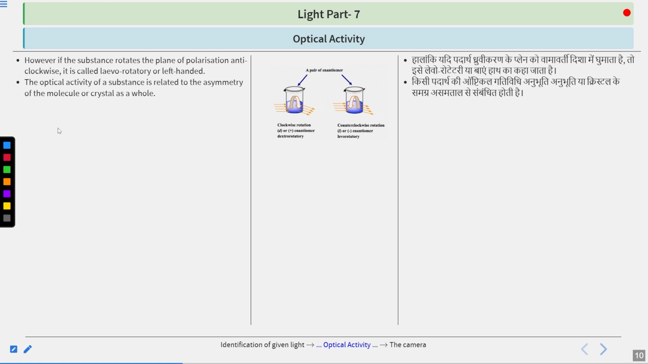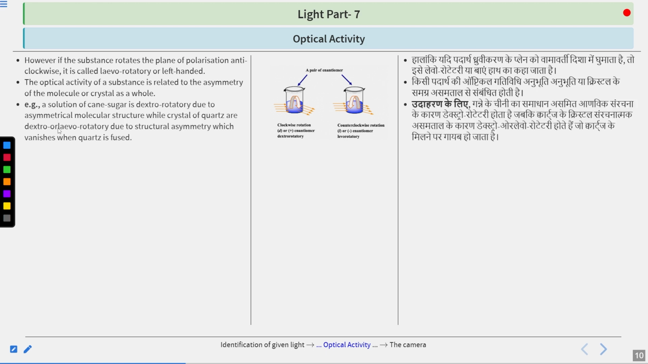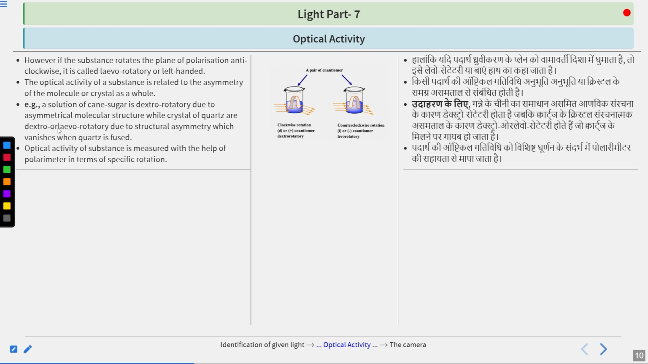The optical activity of a substance is related to the asymmetry of the molecule or crystal as a whole. For example, a solution of cane sugar is dextrorotatory due to its asymmetrical molecular structure, while crystals of quartz are dextrorotatory or levorotatory due to the structural symmetry which vanishes when quartz is fused. Optical activity of a substance is measured with the help of a polarimeter in terms of specific rotation.